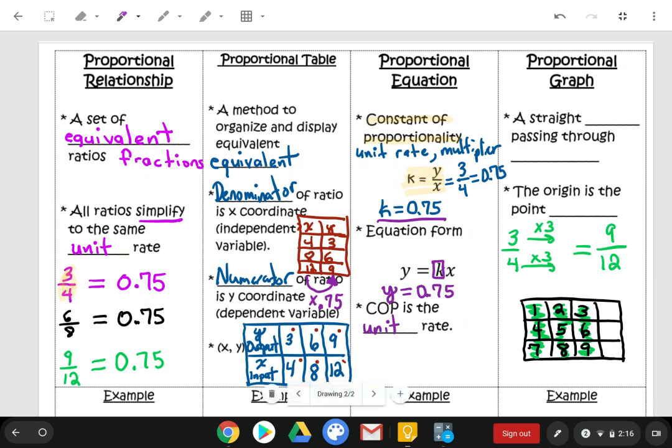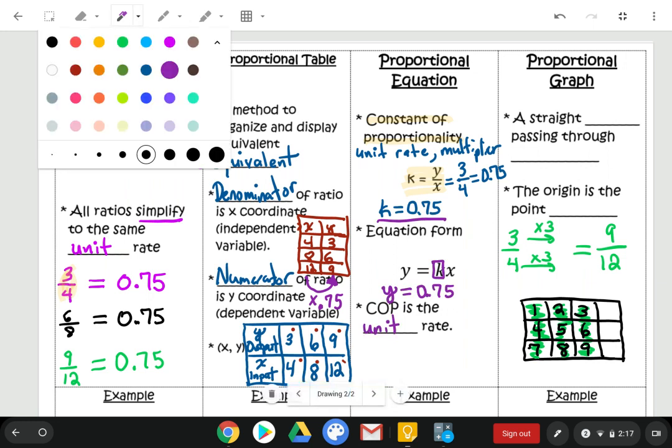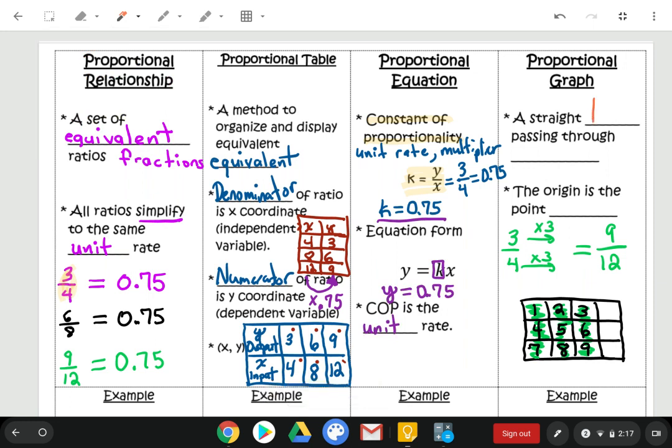Anyway, let's go over here to proportional graph. I need you to know that a proportional graph looks like the following. A proportional graph will be a straight line. It'll be a line passing through the origin.